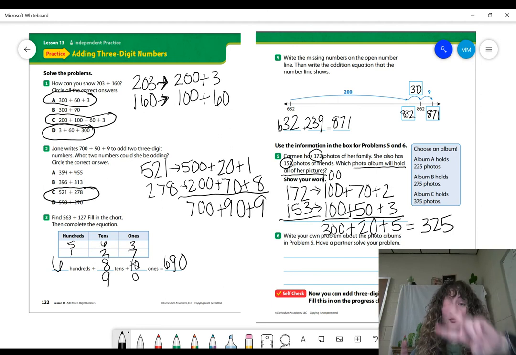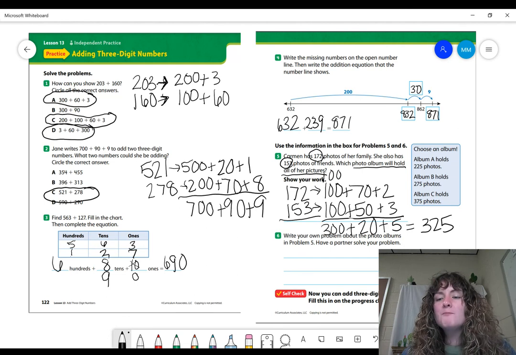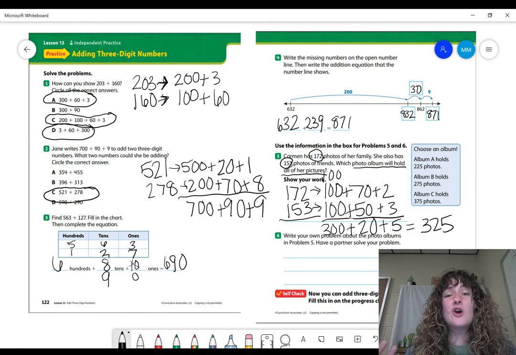This is a 2-part problem. Which album would hold all of Carmen's pictures? Album A could hold 225. Could that hold all of Carmen's photos? No, it's 100 less than 325. What about album B? Album B holds 275. Could that hold all of Carmen's pictures? No. What about album C? Album C can hold 375.